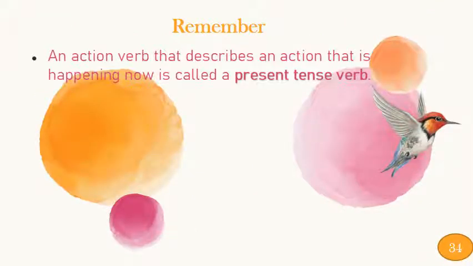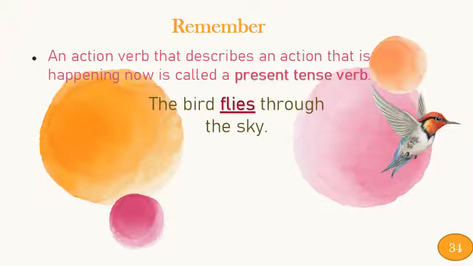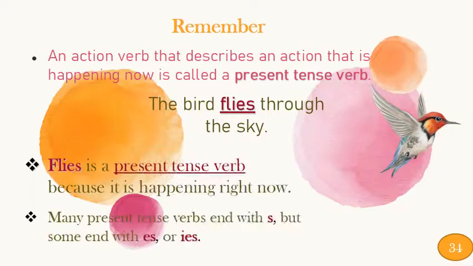Remember, an action verb that describes an action that is happening now is called a present tense verb. This is a reminder for you that the action verb that talks about an action that is happening now is called a present tense verb. The bird flies through the sky. Okay, this is an action. Flies is an action verb, but its tense is in the present. So flies is a present tense verb because it's happening right now, or it happens in the present.